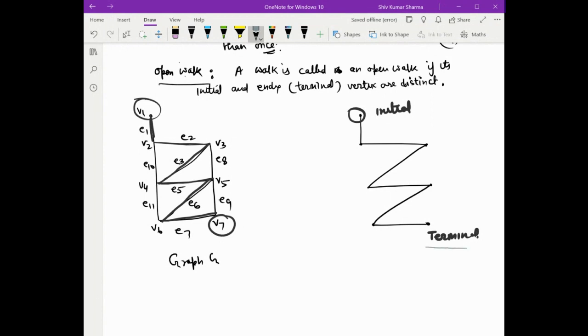So when initial and terminal vertex are distinct, such type of graph is known as the open walk. You have noted? Noted? Payal, Anshuma.